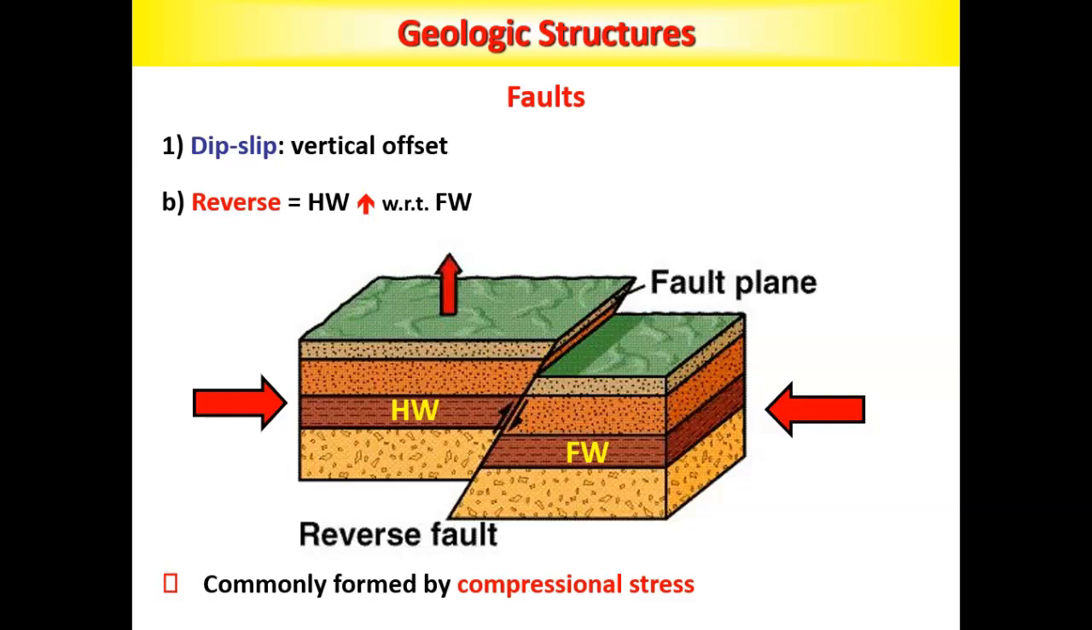So the trick here is, if you're given a diagram and it says map view, it can't be a dip slip fault. If you're given a diagram and it says this is a cross-sectional view, then you know it must be a dip slip, and you'll go through this process to figure out if it's reverse or if it's normal.